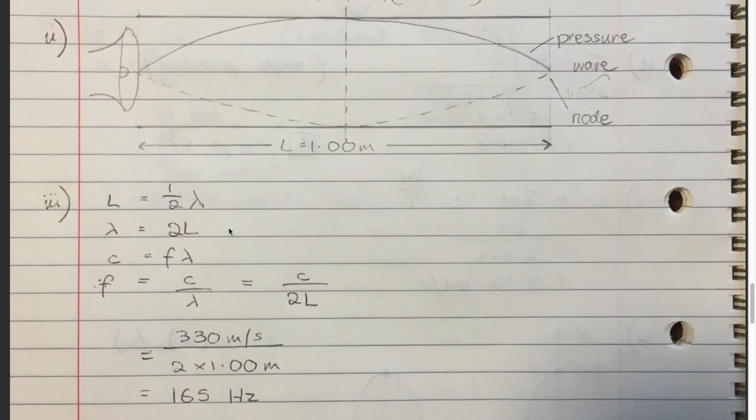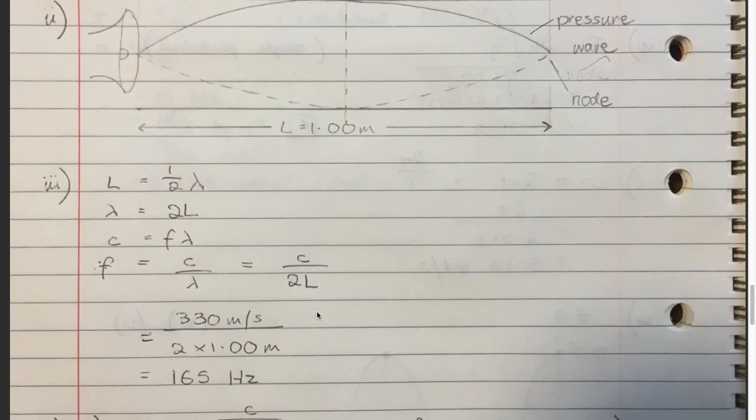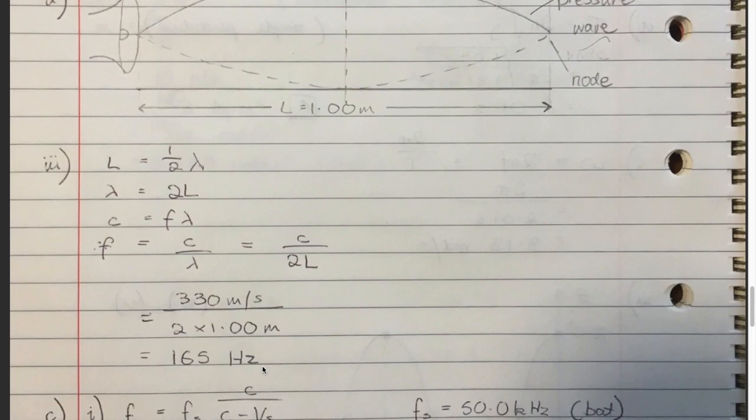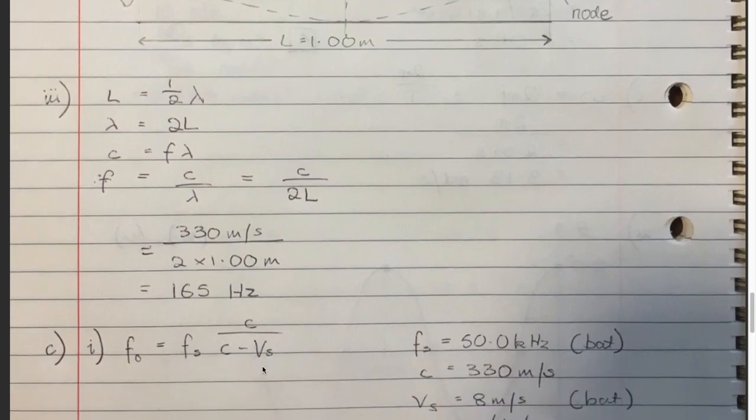So make lambda the subject, we'll use the speed equals frequency times wavelength equation. I know this is sound, not light, but I've used c for the speed anyway. So then we just rearrange for f, substitute in what we had for lambda, substitute in the numbers, and we should end up with 165 hertz.